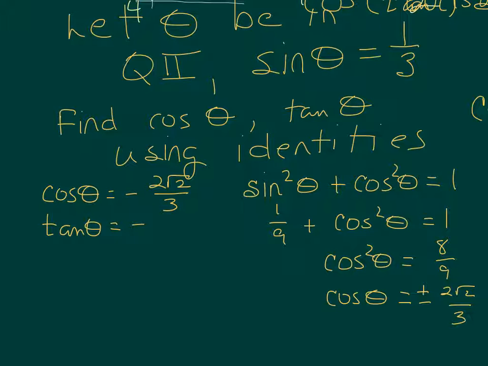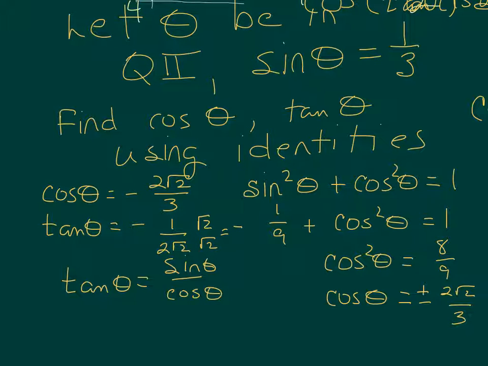Okay, so now how do we find the tangent? What trig identity are we going to use for the tangent? Well, tangent is sine of theta over cosine of theta. So the tangent is going to be negative 1 over 2 square roots of 2. But we can't leave it like that. So we get negative square root of 2 over 2 times 2.